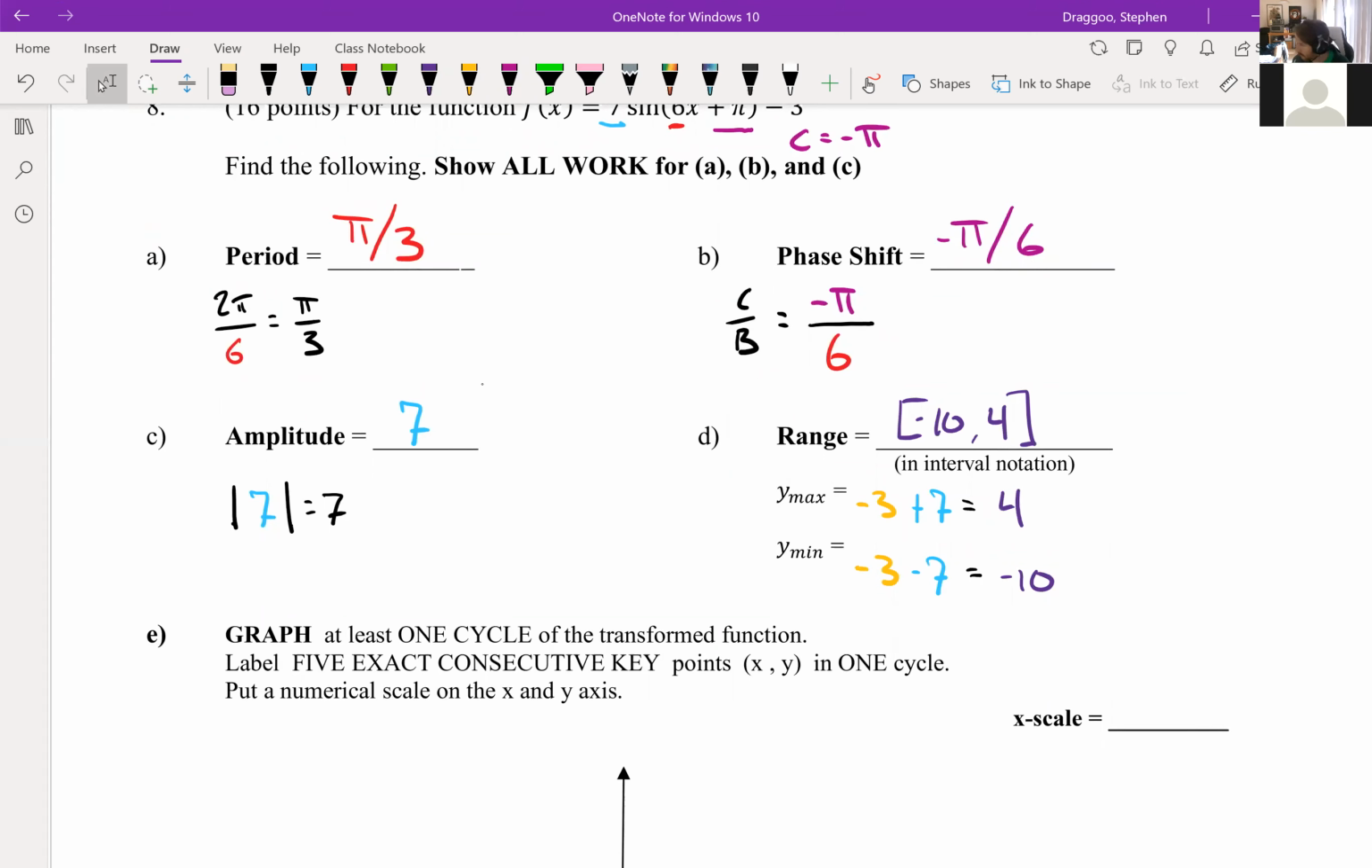And then finally, when we're looking for the x scale over here, we want to take the period, which is pi/3, and divide that by 4 to get pi/12.